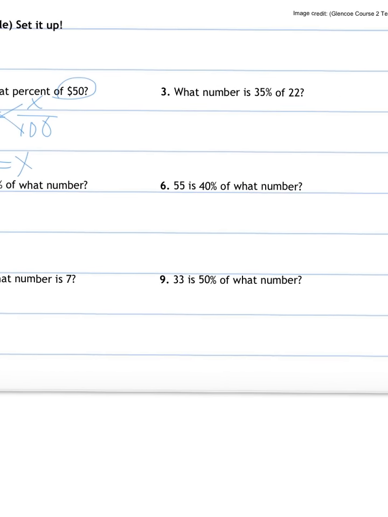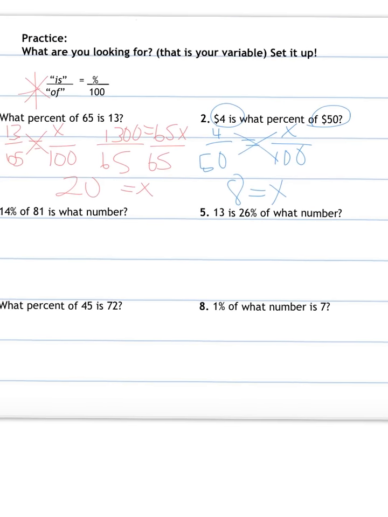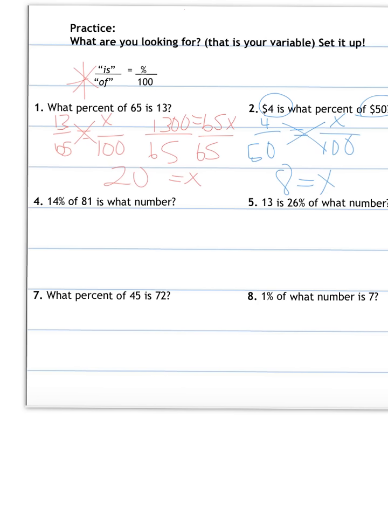Number 3. What number is 35% of 22? Is, what number is, that's our variable, of 22. The 35% goes over 100. Again, cross multiply. 22 times 35. And then we're going to divide that by 100. And x equals 7.7. Okay. Something I want to note on these last two, because they were asking for what percent, we need to remember to include our percent sign on here.